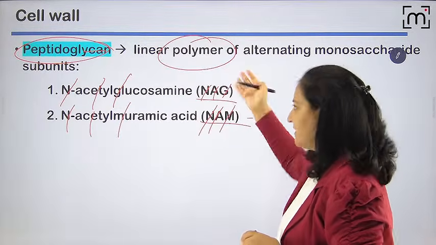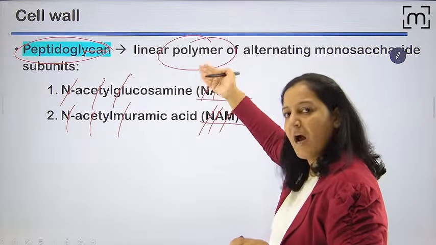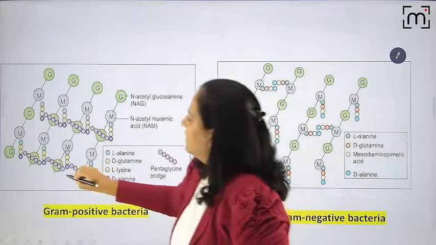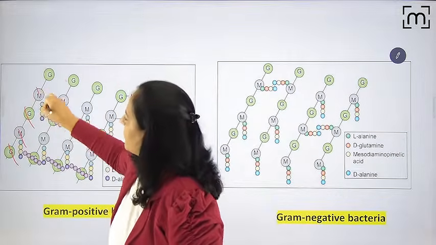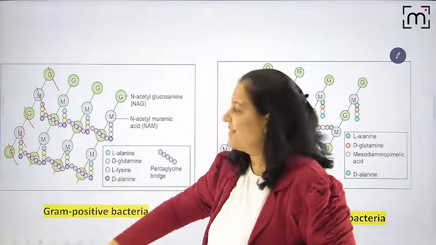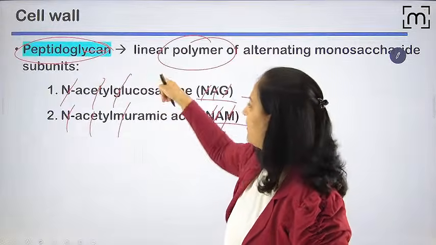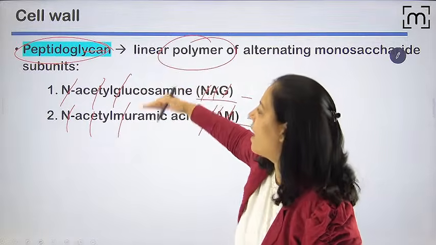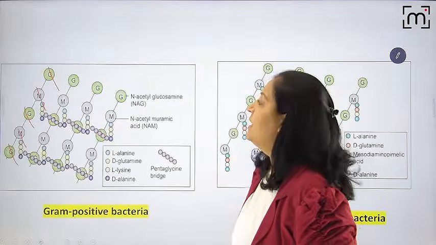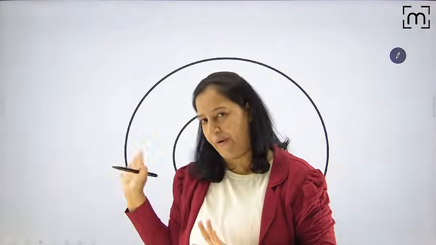So it is an alternate arrangement: 1 NAM, 1 NAG, 1 NAM, 1 NAG. It's like this. You can see 1 NAG, 1 NAM, 1 NAG, 1 NAM. It's alternate, and this is how the peptidoglycan is there. In peptidoglycan, there is alternate NAM, NAG, NAM, NAG. This is how peptidoglycan is made. I will draw it.